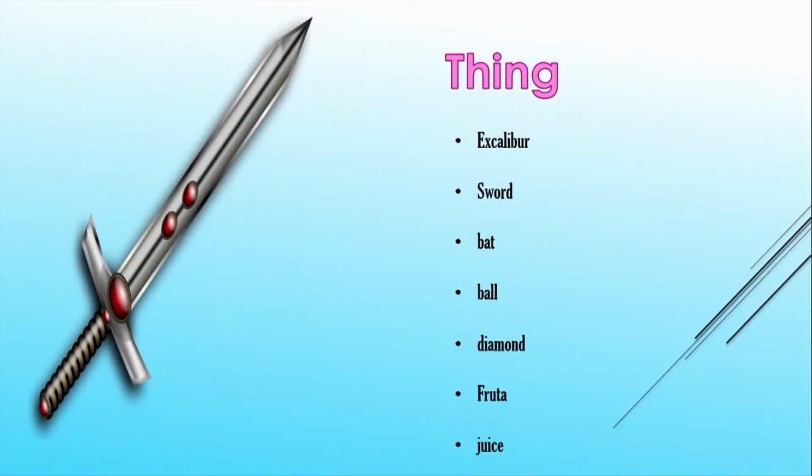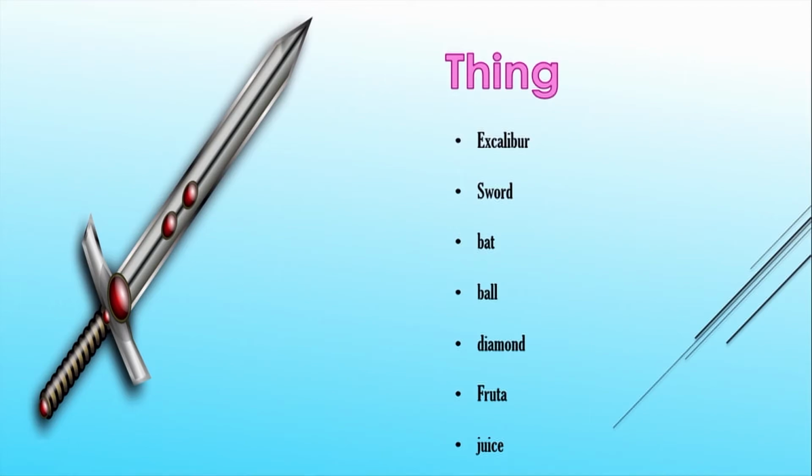The last major thing that a noun can be is a thing. What we have here is a nice picture of a sword, and that will form the basis for one of our things. We have Excalibur on top, which is the name of a famous sword in history. We have sword itself. We have a bat, so not the bat that flies around, because that would qualify as an animal, right? We have bat like a cricket bat. We have ball, we have diamond, we have fruiter, which is a juice, and we have juice by itself.